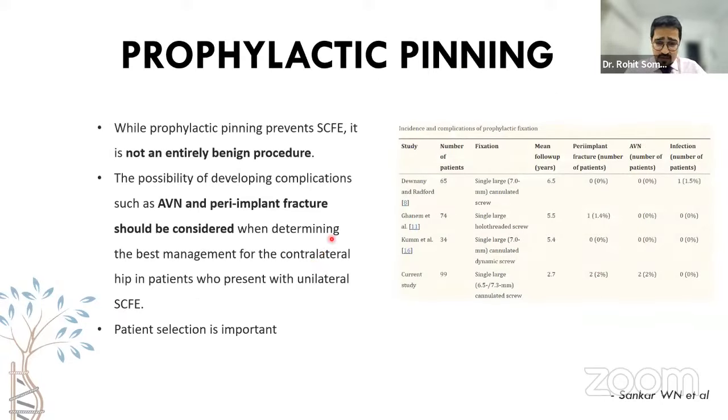Now, once we have sorted out what the treatment can be, there comes the important question of prophylactic pinning. Whether prophylactic pinning prevents SCFE in the contralateral hip, it is not entirely a benign procedure. As indicated by Sankar WN et al., the possibility of developing complications such as AVN, peri-implant failure, implant prominence, and infection did persist. So patient selection is very important, and in whom do we do this pinning?